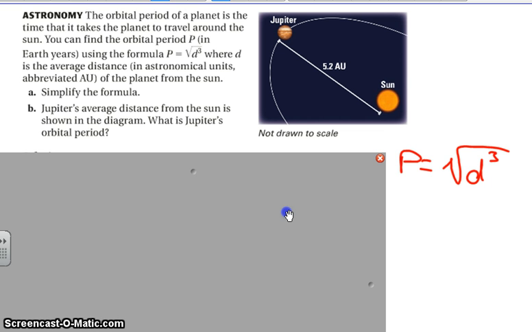So the first question you just asked is, can you simplify the formula itself? P equals the square root of d cubed. Good. And then they give you this 5.2 astronomical units and say, find how long it takes in Earth years for this planet to travel around the sun. And you just plug it in. So I'm not going to walk through it. But where do you plug it in? In for d. You read carefully. D is the average distance. Oh, 5.2 is the average distance. You plug it in. You just read carefully and apply this.